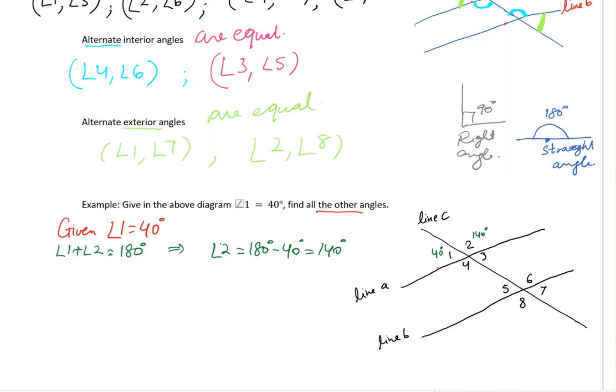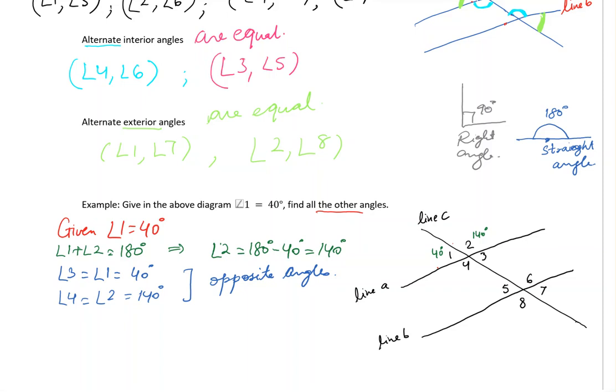Alright, so now we can think about our opposite angles since we already know the two angles here. So using the concept of opposite angles, we can see that angle 3 would be the same as angle 1, which would be 40 degrees, and angle 4 and angle 2 have the same measure because again they are opposite angles. So it's always a good idea to know the reasoning where you get the angle measure from.